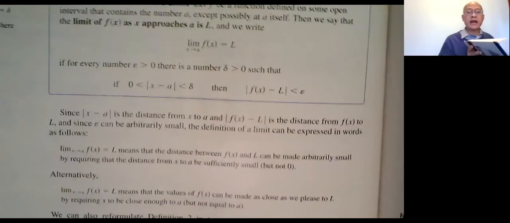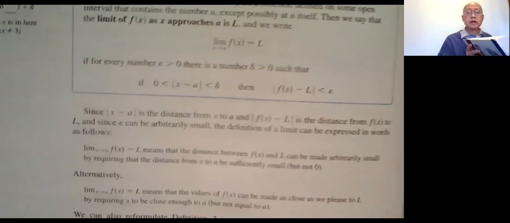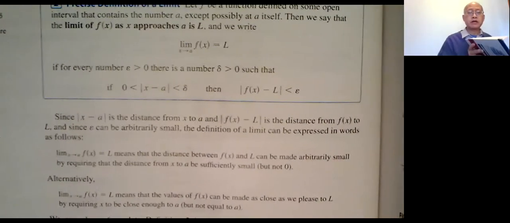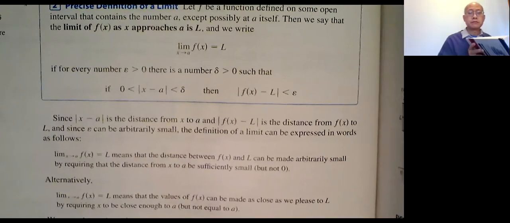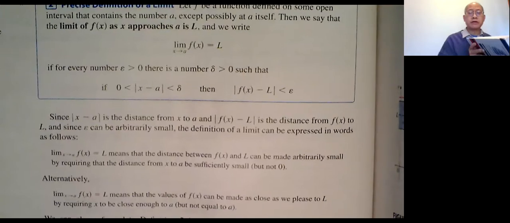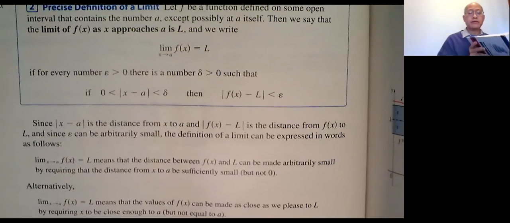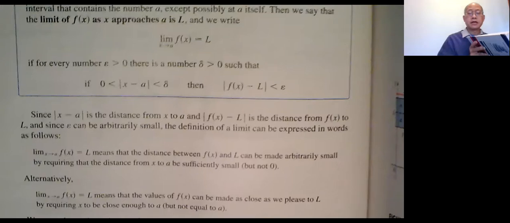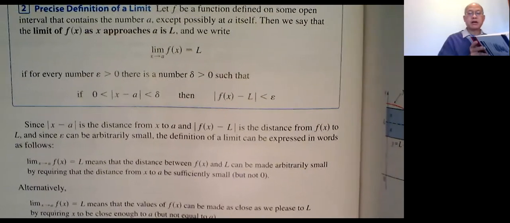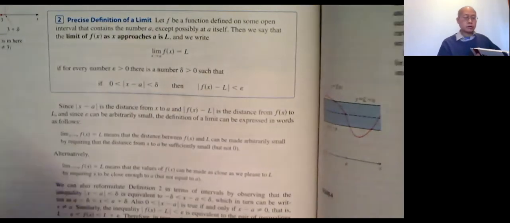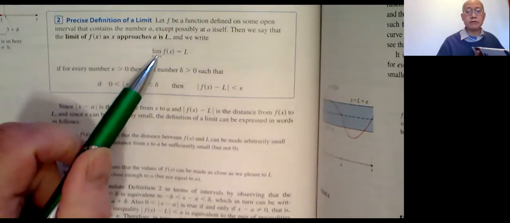Limit as x approaches a of f of x equals L is for every epsilon greater than 0, there is a delta greater than 0, such that if 0 is less than absolute value of x minus a is less than delta, then absolute value of f of x minus L is less than epsilon. Okay? Very formal definition of the limit.